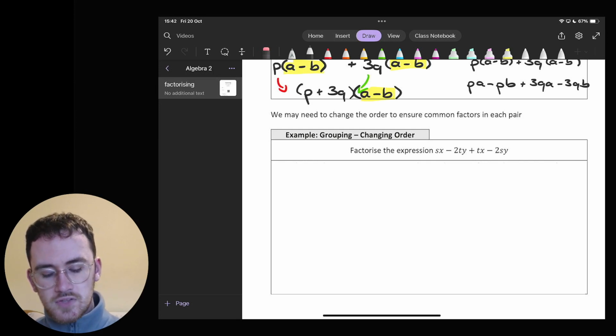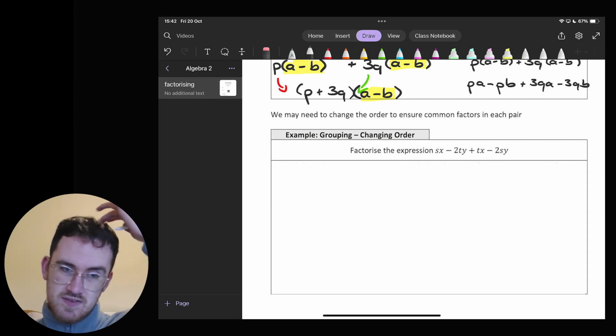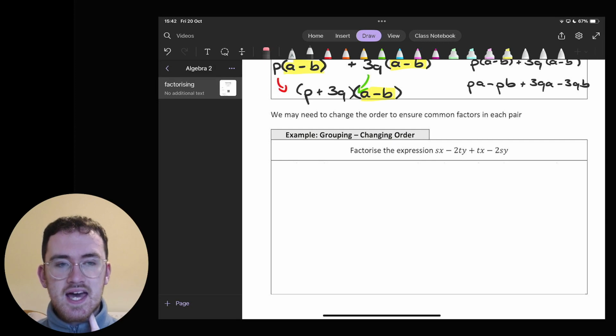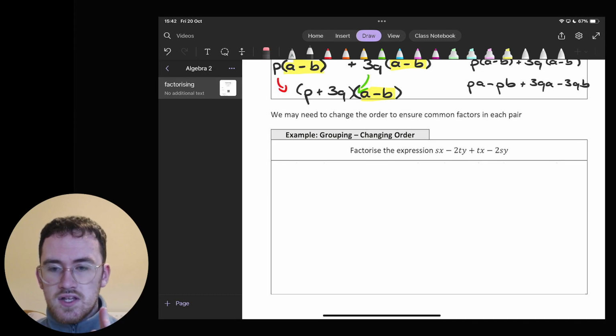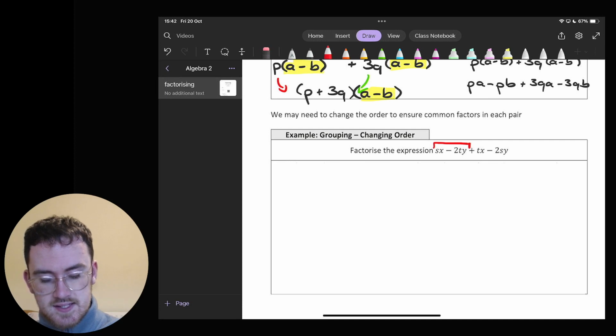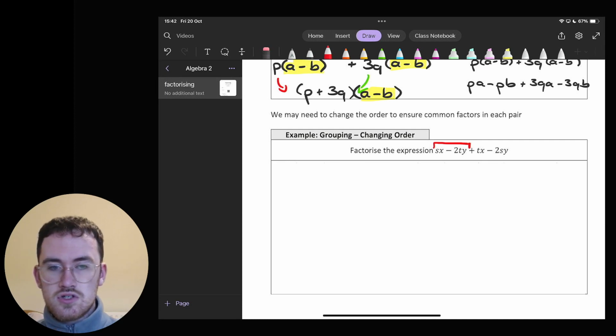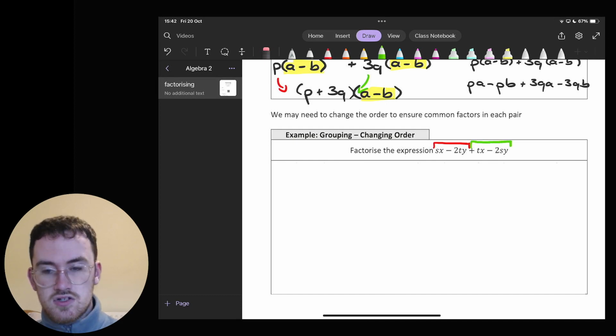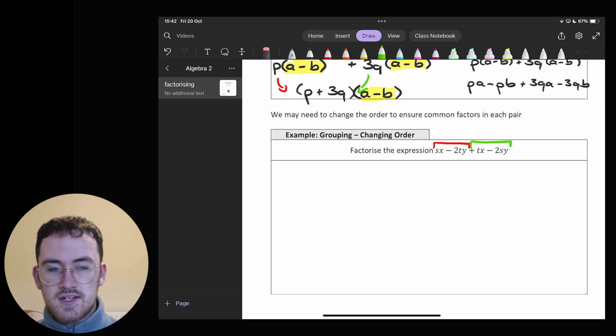So looking at this example, we have sx minus 2ty plus tx minus 2sy. I can see by looking at it straight away that I have nothing in common with, for example, these first two, sx and minus 2ty. Those two terms have nothing in common with each other. The same thing goes then with my second case here. These two terms also have nothing in common with each other.